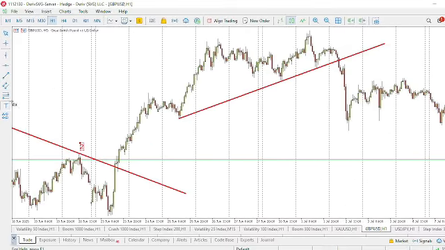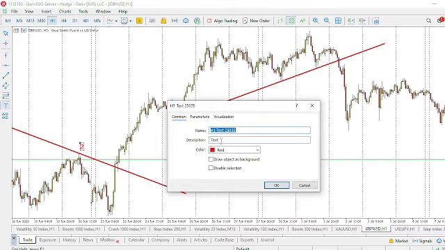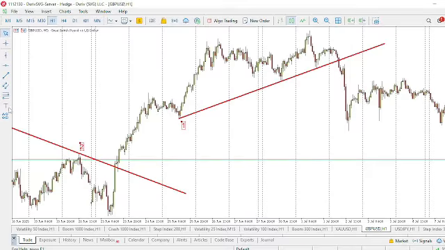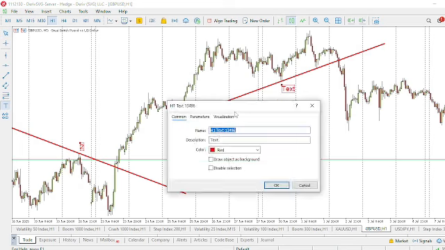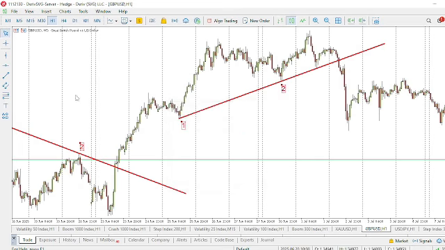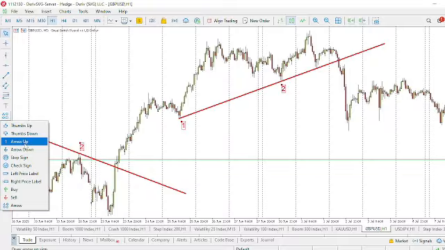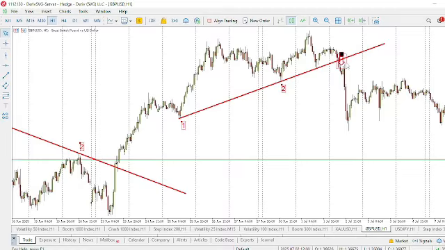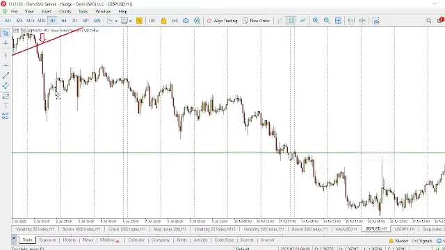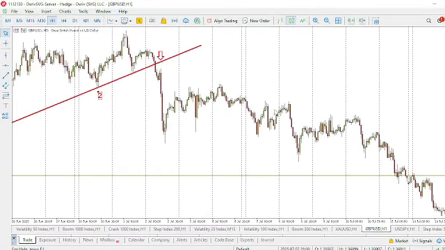Then here again now, I have my point 1, then I have my point 2, then look at it. Look at how on the third touch of the trend line, price broke through and then it went massively to the downside, and it's still going down. This is the power of trend line.